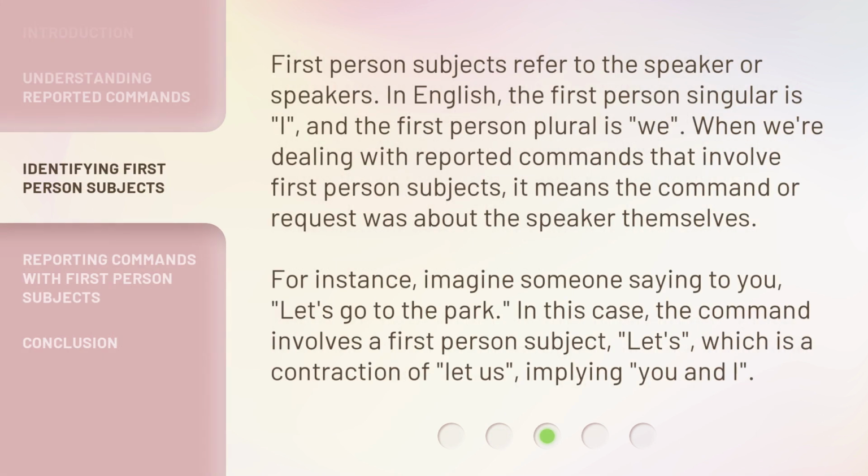First-person subjects refer to the speaker or speakers. In English, the first-person singular is I, and the first-person plural is we. When we're dealing with reported commands that involve first-person subjects, it means the command or request was about the speaker themselves. For instance, imagine someone saying to you, "Let's go to the park." In this case, the command involves a first-person subject, let's, which is a contraction of let us, implying you and I.